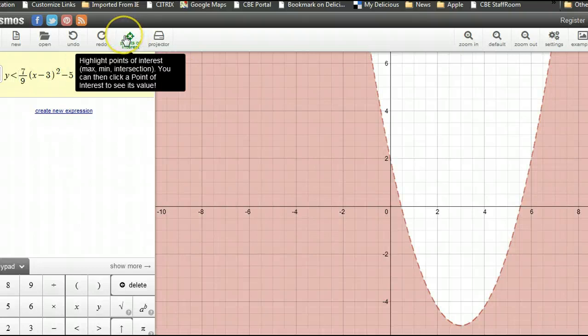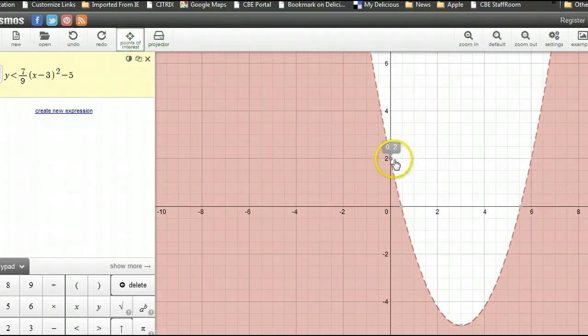Let's show points of interest. There's a point of interest, the y-intercept at 0, 2. There's our vertex at 3, -5. Here are some other points of interest, but they're not all that interesting in this case. We didn't care about the x-intercepts. But you can see we have a dashed line, we're shaded below. All is good. You could, of course, graph this on your graphing calculator and see something very similar.